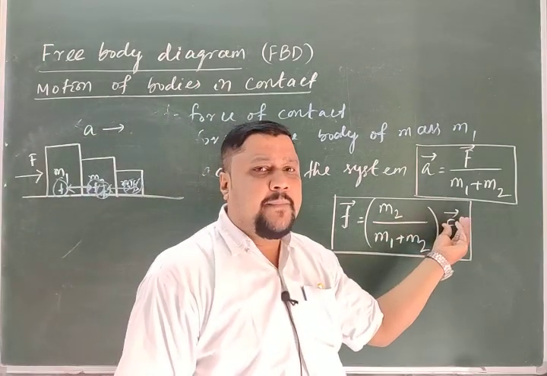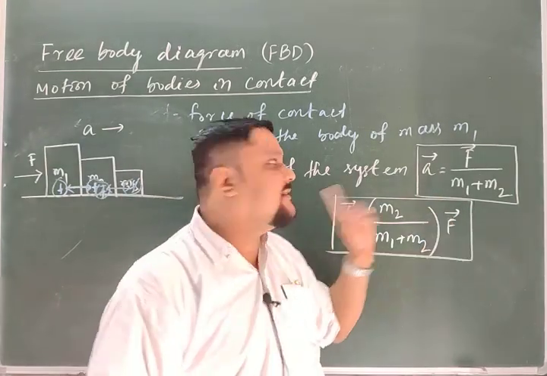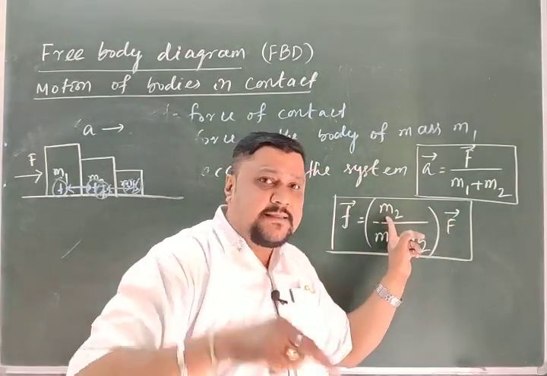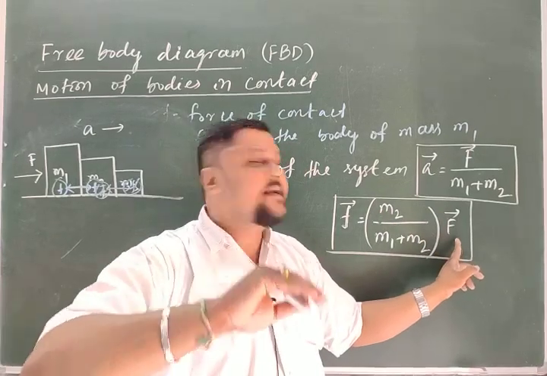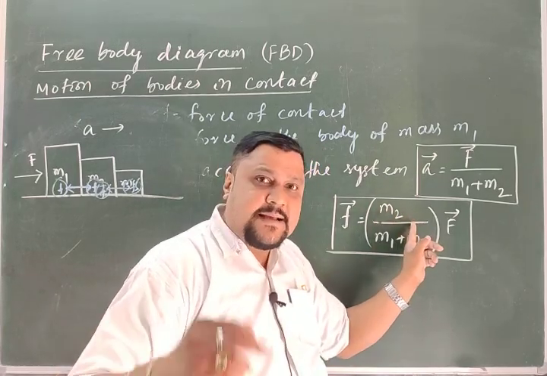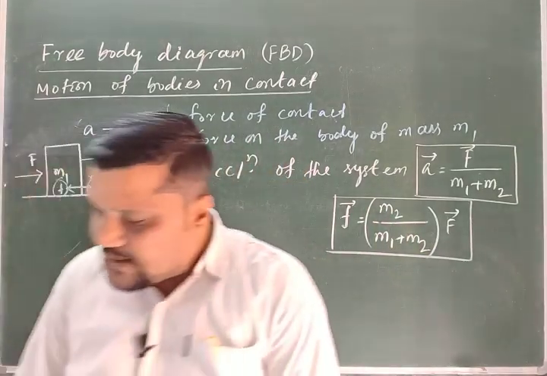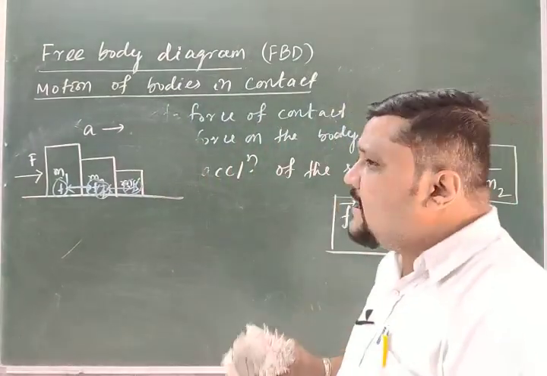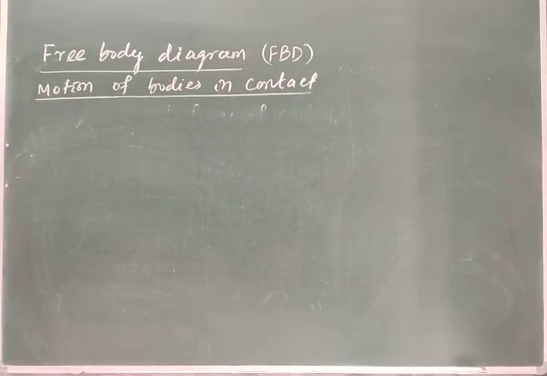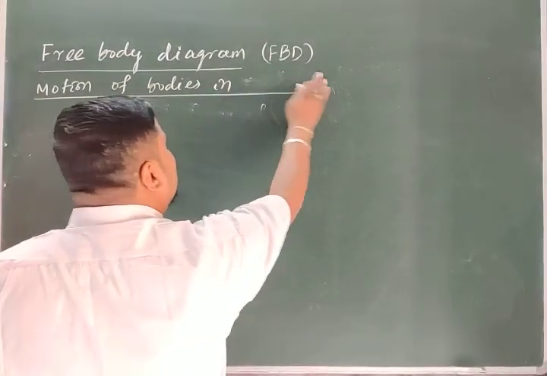A force F is given and is applied on the mass m1. If F is applied on mass m1 and they are in contact, then you have to take m2 into F by m1 plus m2. If the external force is applied on mass m1, then this is m2. If it is applied on m2, then this will be m1. Clear? So this is about the motion of bodies in contact. Okay. Now we will go for the next case, the motion of bodies on a horizontal surface.